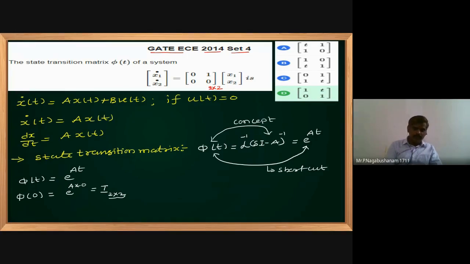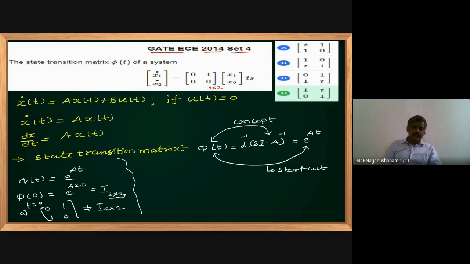If you replace t equal to 0, let me check multiple choice A. If we replace t equal to 0, we get 0, 1, 1, 0. Yes or no? At t equal to 0, A becomes like this. It is not an identity matrix. The unit matrix is 1, 0, 0, 1. It is not like that.